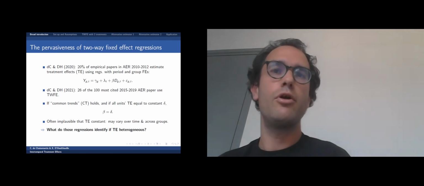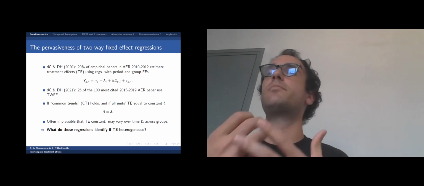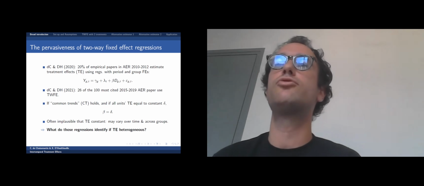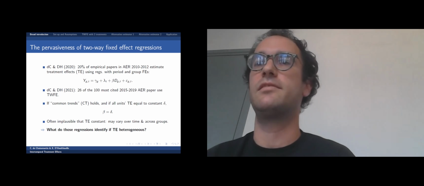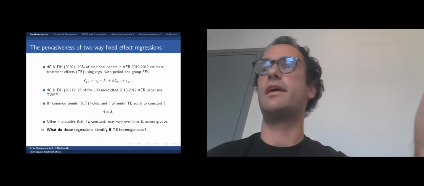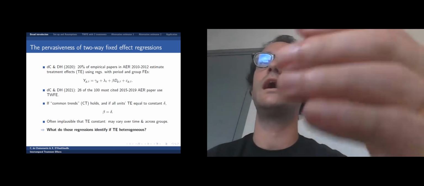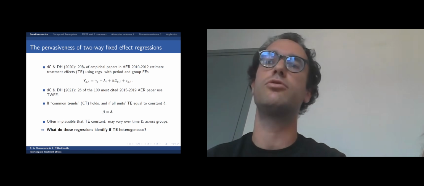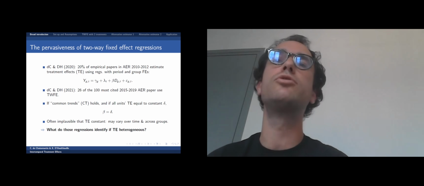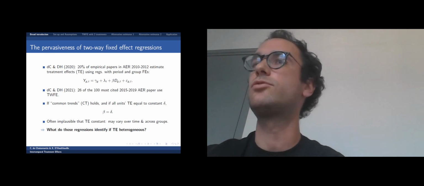So it's been well known for a long time that if a common trends assumption holds, and if the treatment effect of every unit is equal to some constant delta, then the two-way fixed effects coefficient beta identifies delta. Now, in practice, it's often obviously implausible that the treatment effect is constant. For instance, the effect of the minimum wage may differ in California and in Michigan, or it could change over time. And so the question we had asked in this AER paper is, what do those regressions identify if the effect is heterogeneous between units or over time?